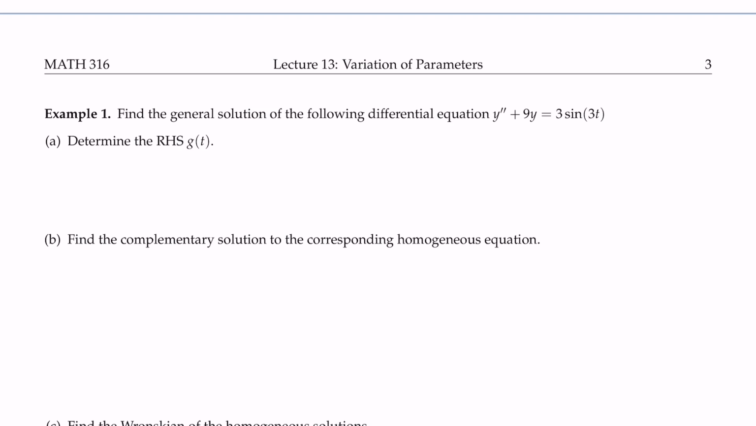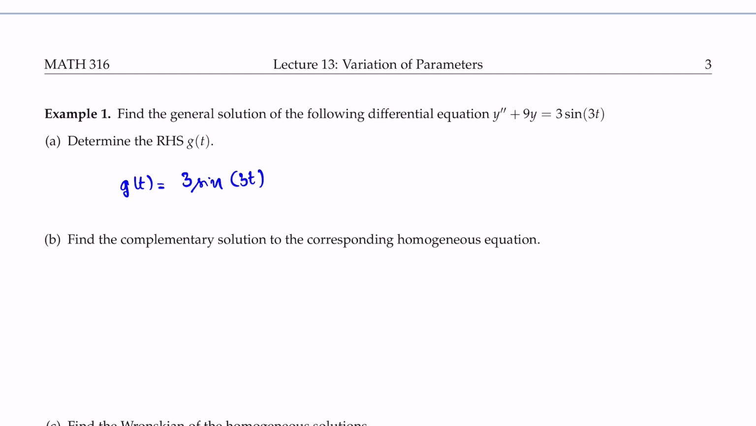So part A is to just determine the right-hand side, g of t, of the non-homogeneous differential equation. So g of t in this case is going to be 3 times sine of 3t. If you notice, the right-hand side is easy enough for you to use undetermined coefficients, but for the sake of variation of parameters, we're going to use that method instead.